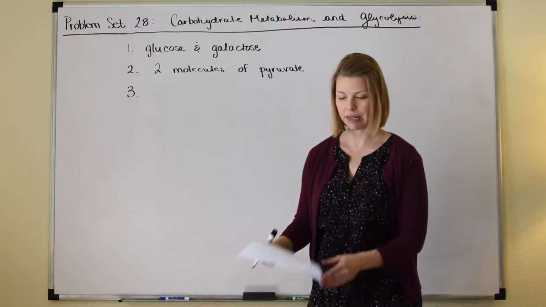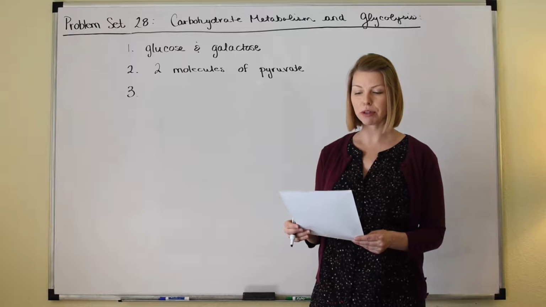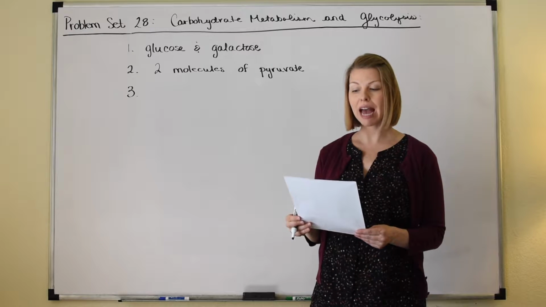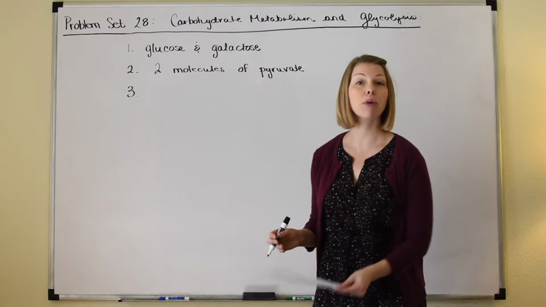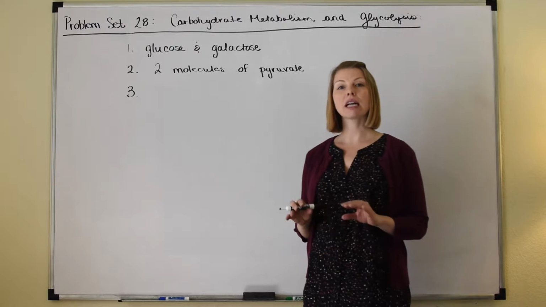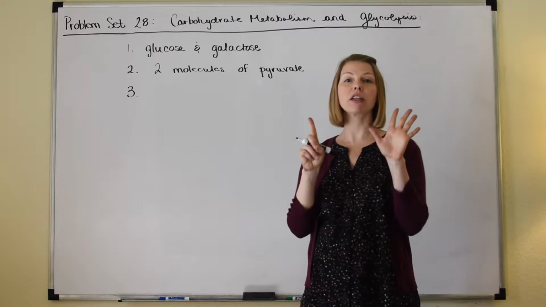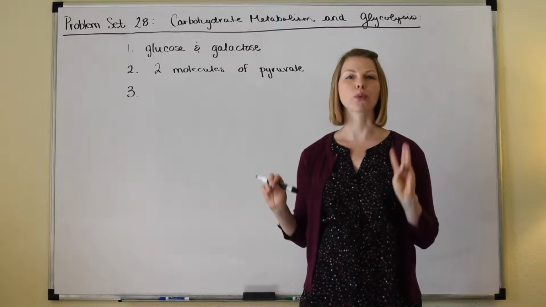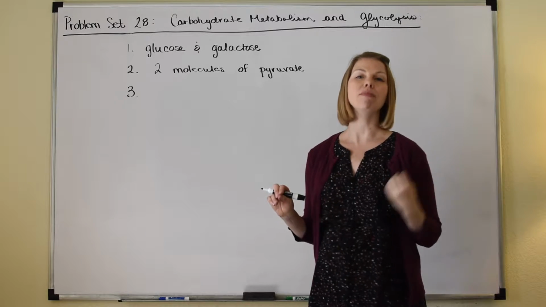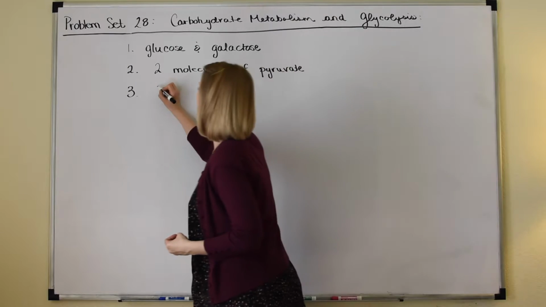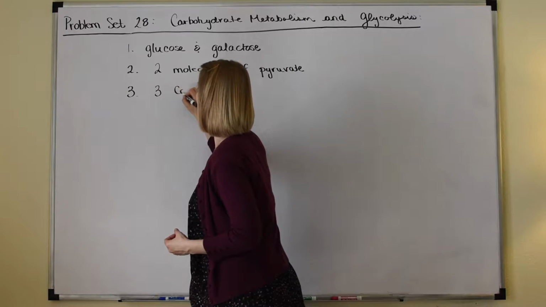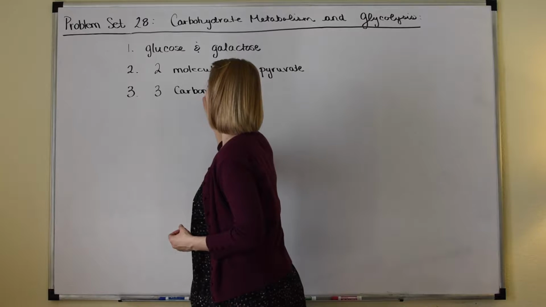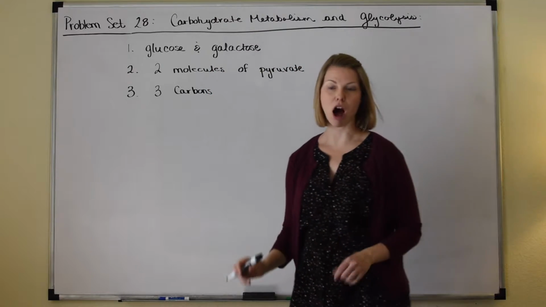Okay, number 3. Consider your answer from number 2. How many carbon atoms are in one molecule of this product? So remember, in glycolysis, the 6-carbon molecule of glucose is broken down into 2 3-carbon molecules of pyruvate. So there are 3 carbons in a pyruvate molecule.